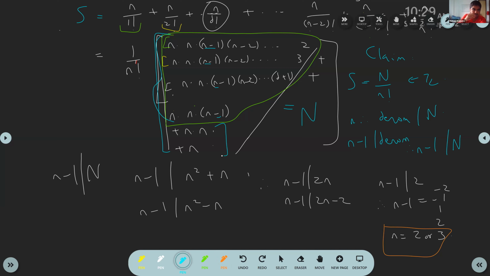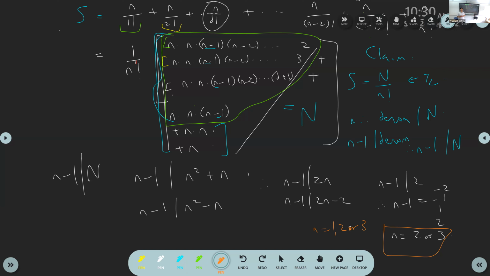But n equal to 1 also gives an integer value, right? That is correct. I think you have to treat it like a special case, because when you put n equal to 1, some of these expressions don't simplify in the same way. So I think we should treat n equal to 1 as a special case. But yes, you're right. So then the answer is actually n is 1, 2 or 3. Yeah, but good point. So yeah, we have to be careful about corner cases that way.